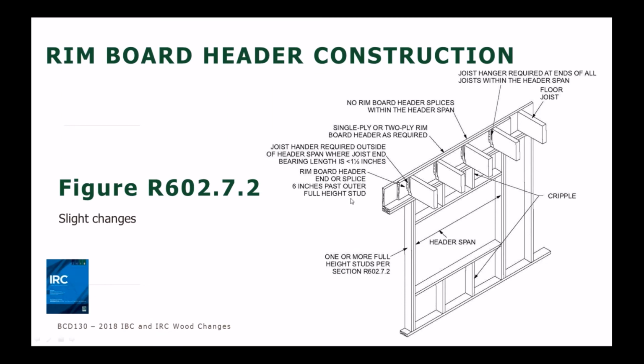Another new note, we've got the rim board header, end or splice extending 6 inches past the outer full height stud, and that's the outer full height stud of the opening. So the king studs are going to be there. You want to make sure that the rim board header for a splice is going to extend beyond it when you're using rim board as a header.